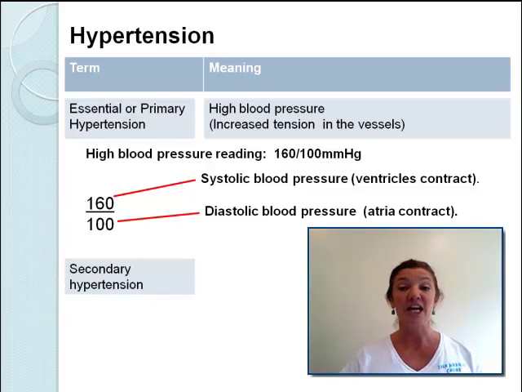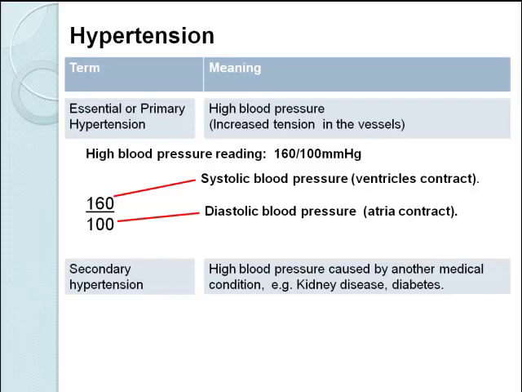There is something called secondary hypertension. Now this is hypertension associated with another disease. So high blood pressure caused by another medical condition, for example, kidney disease or diabetes. If you have hypertension, the doctors will want to treat it to try and keep it down. Keeping blood pressure at a healthy level helps slow the progress of chronic diseases.